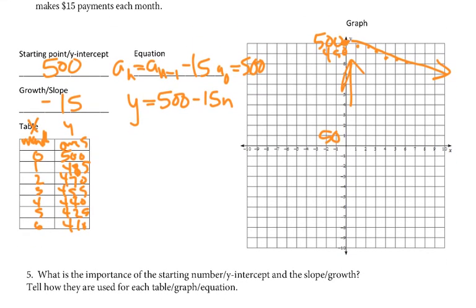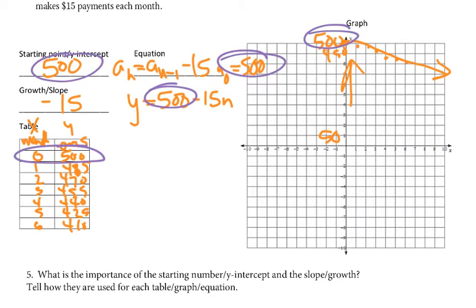Well, let's just use this one for our example. Knowing where we start helps us on all of these pieces. That's our y-intercept. That helps guide where we're going to begin. Then that growth, that minus 15, we see it in all those pieces. We see it in our table, we see it in our equations, we see it in our graph. And that tells us where we're going. So we know where we start and we know where we're going, and that's the importance of looking at those.